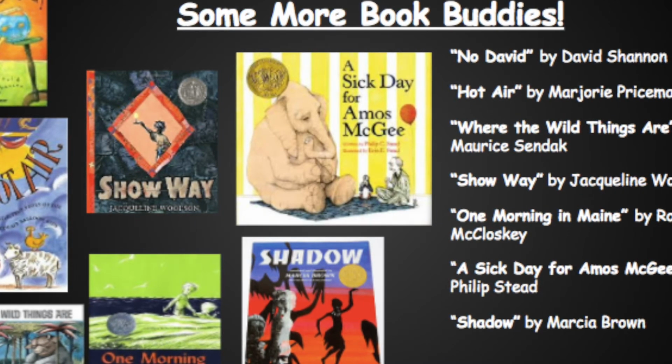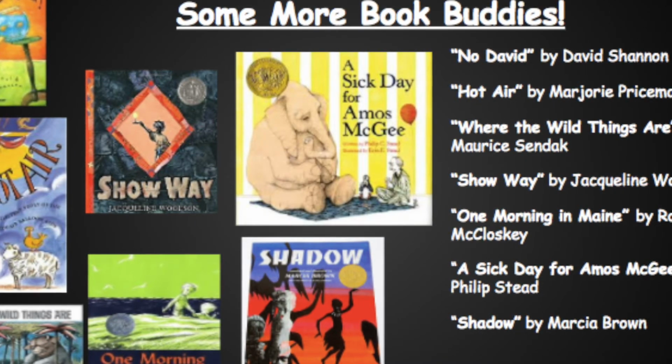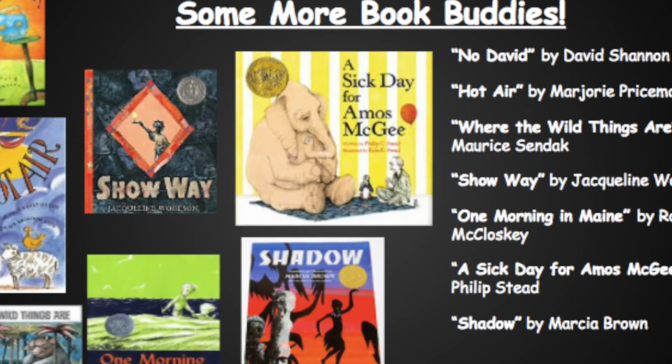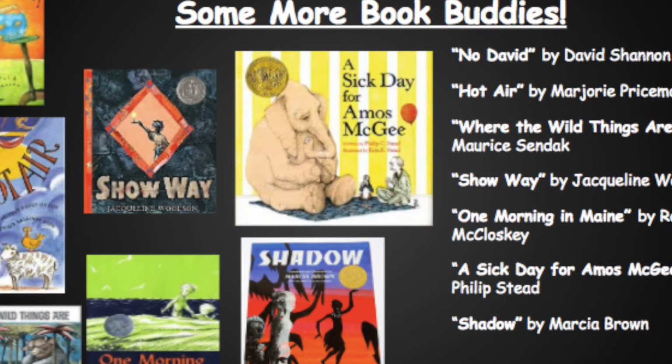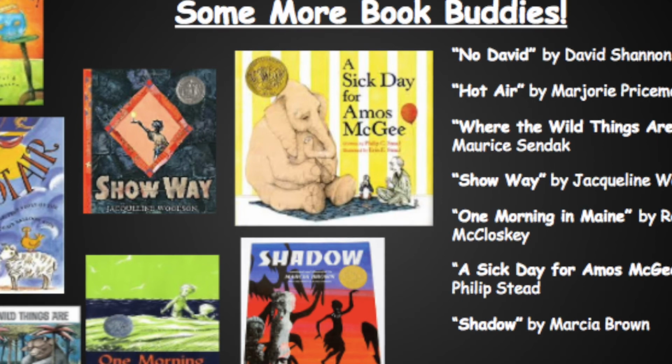The seventh and final book, Shadow, by Marcia Brown, is a mystical book about African folklore and the roots of its culture. This book won a Caldecott Medal.